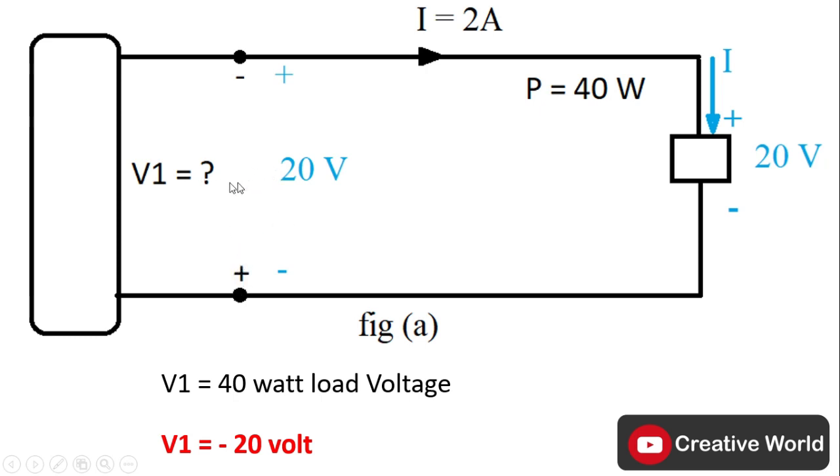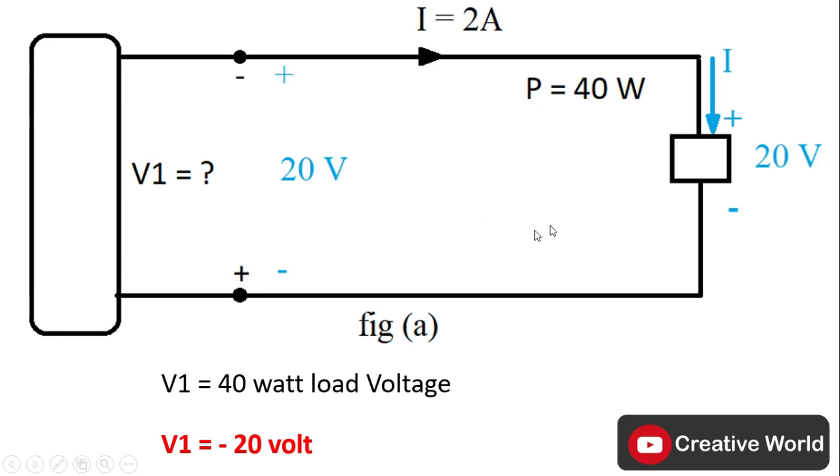It means our V1 is exactly opposite to the voltage here. Because this is a parallel connection, we will simply take V1 as 20 but with opposite polarity, because the polarities of V1 and this load are opposite. So we will be taking V1 as minus 20.